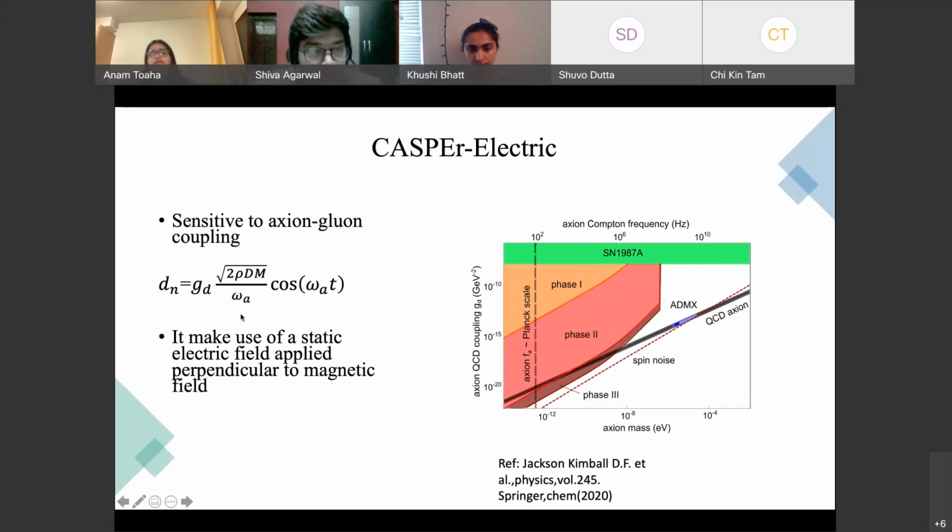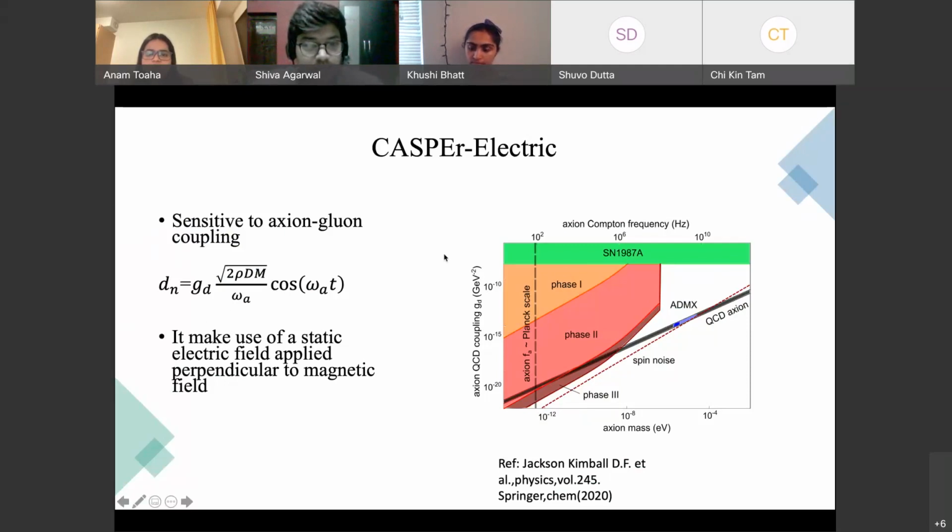The major difference between CASPEr electric and CASPEr wind is that CASPEr electric uses a static electric field applied perpendicular to the leading magnetic field. As in CASPEr gradient, B naught is tuned to the Larmor frequency for resonance. If resonance occurs, the axions induce an electric dipole moment, which oscillates at the Larmor frequency.